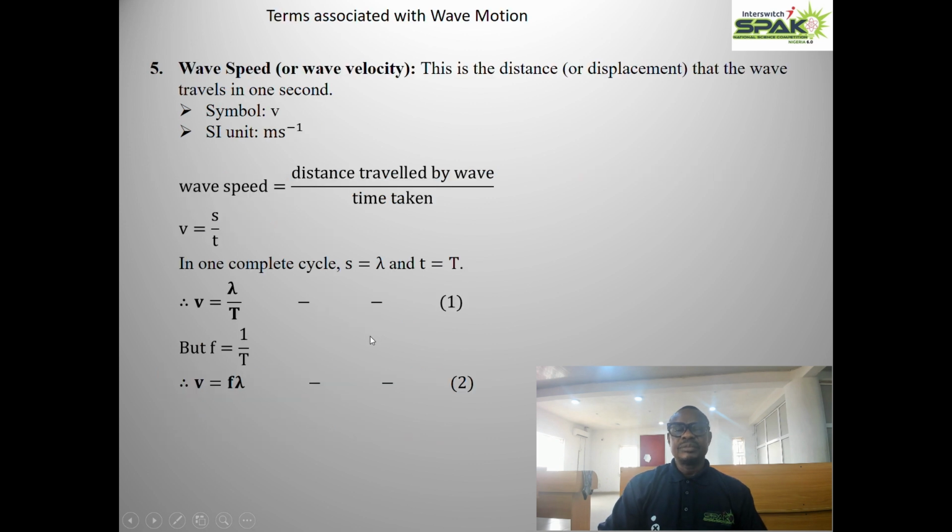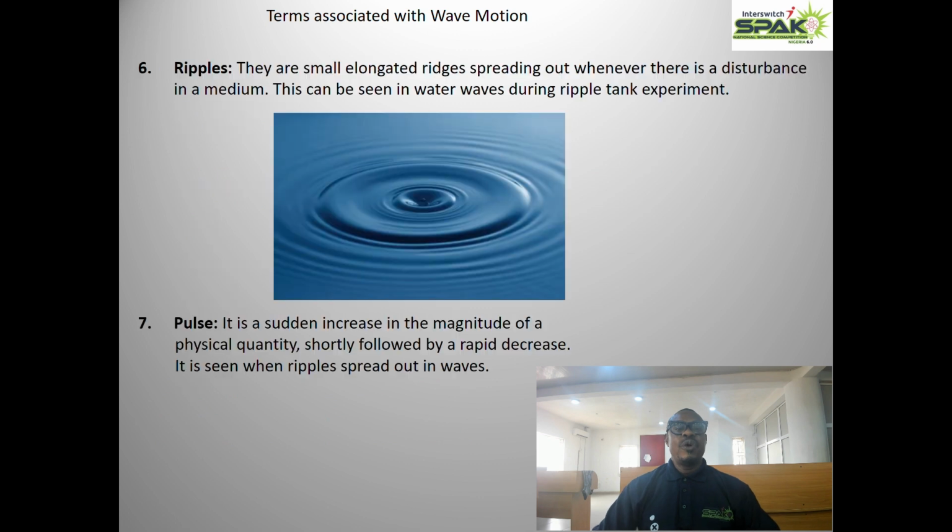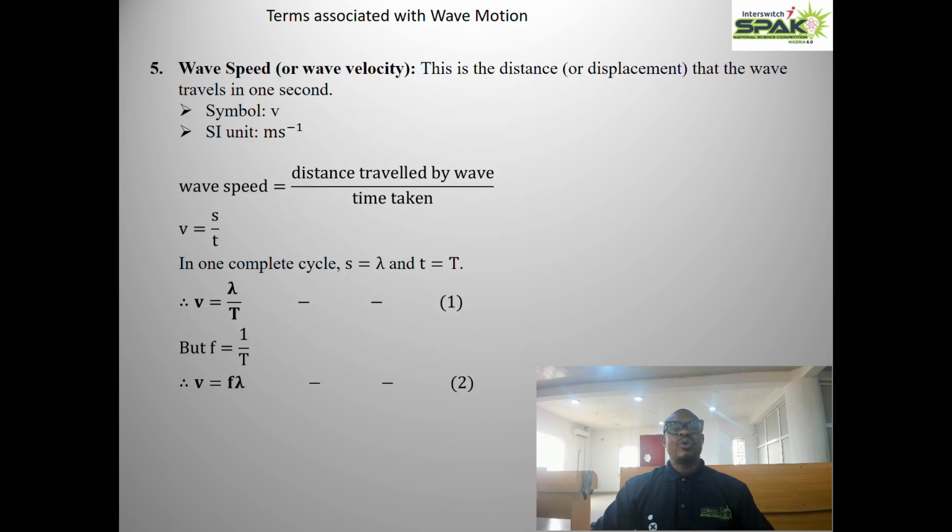Okay. Now let's move down to wave speed. Wave speed, or it can be referred to as what? Wave velocity. The wave velocity is the linear distance the wave has traveled with time. V, of course, is the velocity, and we have S over T. And the unit, of course, like every other velocity, is meter per second.